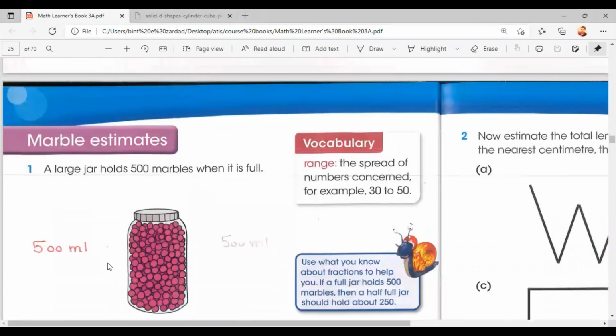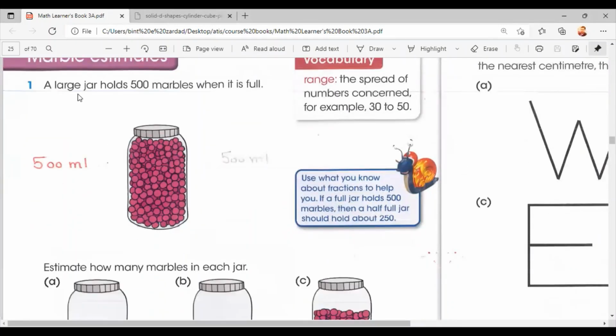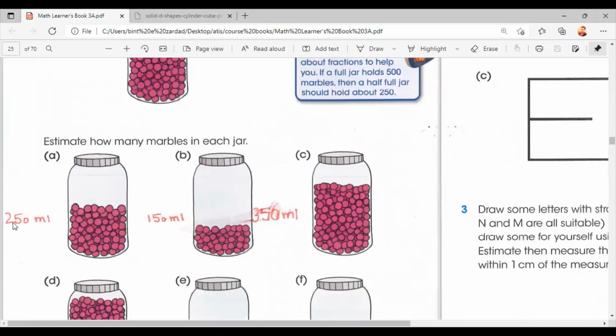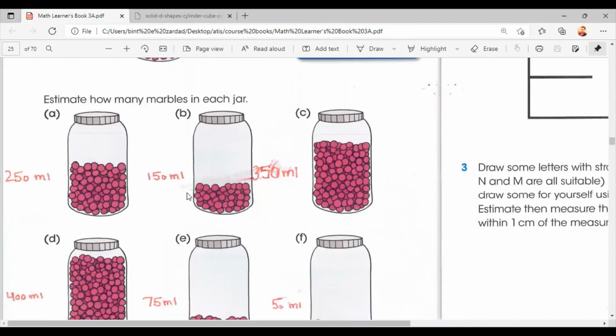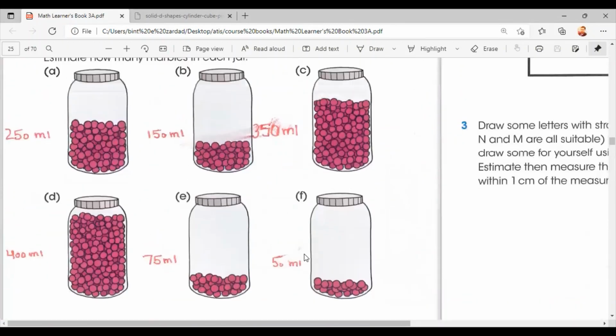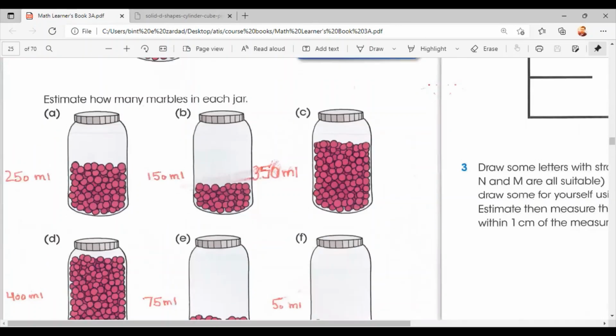Page number 50, marble estimate. A large jar holds 500 marbles. When it is full, it is 500 milliliters. So we need to calculate. It's written already how it's coming to 50, because it is the half of the jar. Half of the jar is 250 milliliters. Further we divide it, so it is 150 or 125, you can also say. So we are estimating, it's not real. It is 50, it is 75, these are 400 milliliters or 450 milliliters. We are estimating.